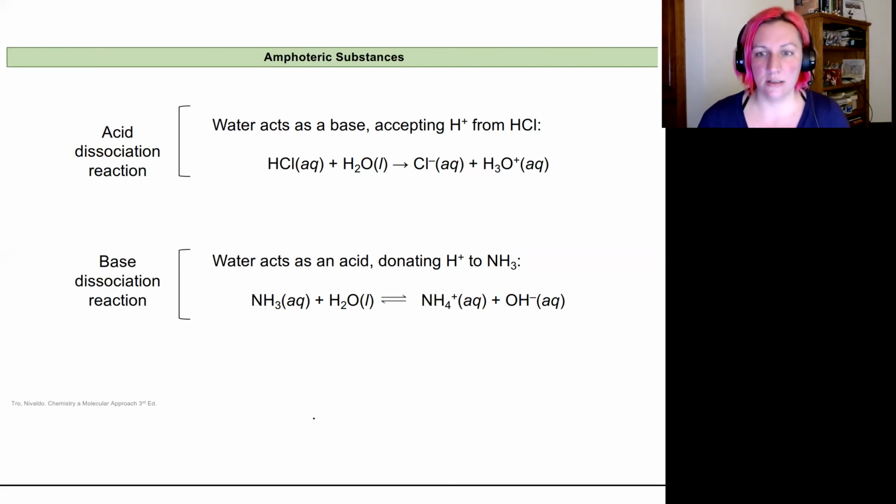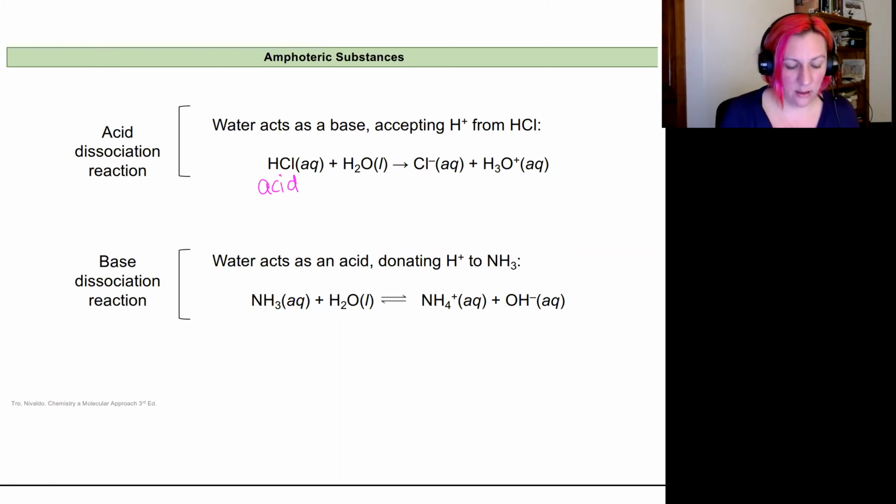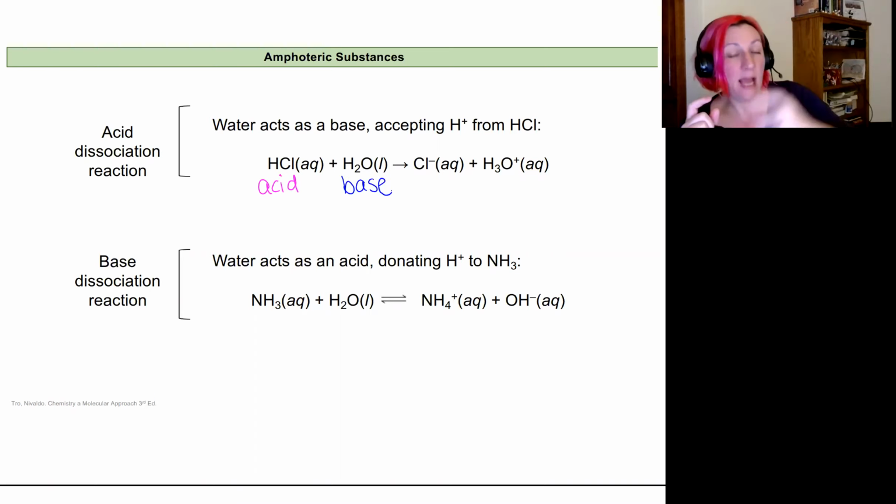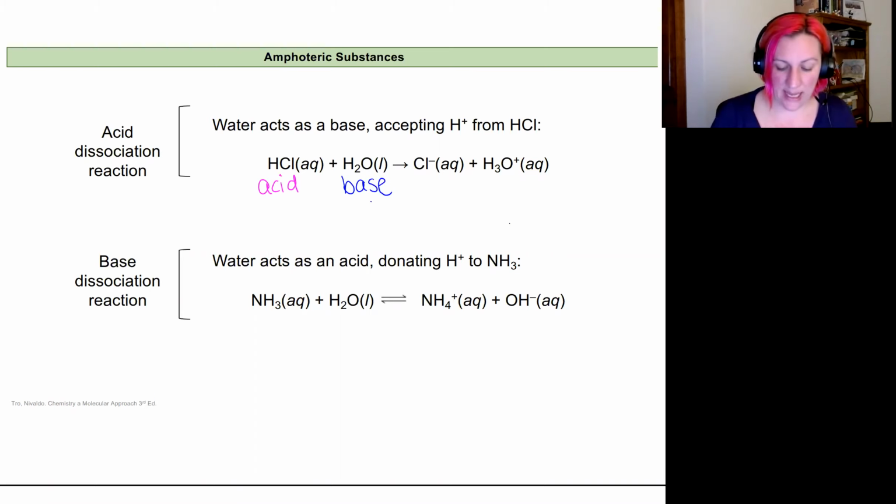And so here's an example. Looking at our acid dissociation reaction, we'll see that when we add an acid like hydrochloric acid, our water will act as a base. It'll then accept that hydrogen atom from the hydrochloric acid and form the conjugate acid, hydronium.